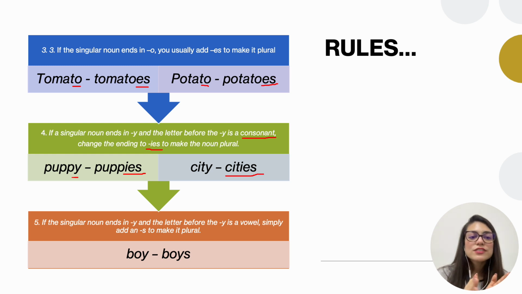And if the singular noun ends in Y, but the letter before is a vowel, we are going to add an S at the end. For example, boy, it ends with Y, but before the letter Y we have a vowel, so we are only going to add the S, boys. And just like that, we can make a singular noun into a plural.